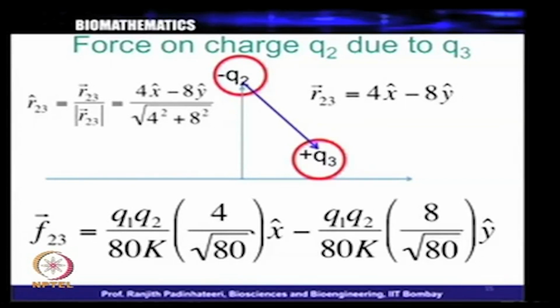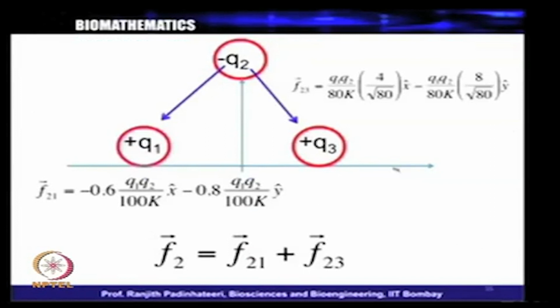So, if we know F21 and F23, what we need is the total force. As we have been saying, the total force F2 is F21 plus F23. So, what is F21? F21 is minus 0.6 q1 q2 by 100 k x plus 0.8 q1 q2 by 100 k y. That is F21. F23 is q1 q2 by 80 k into 4 by root 80 x minus q1 q2 by 80 k into 8 by root 80 y. So, this is F23.